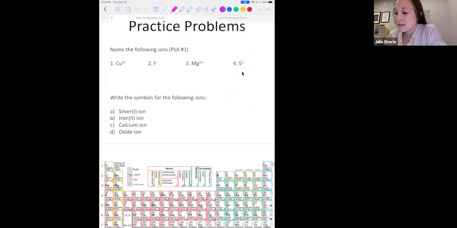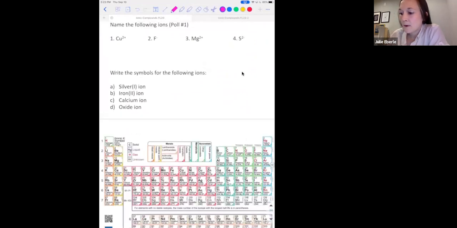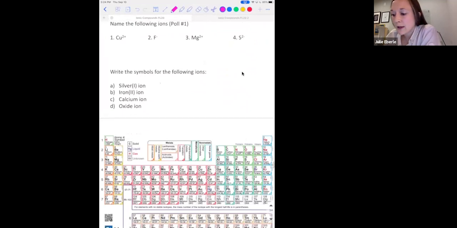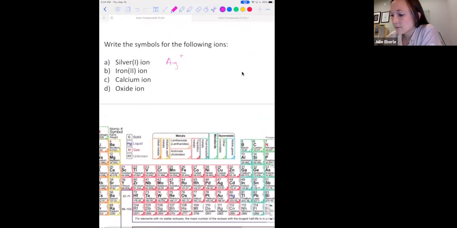Now we're going to write the symbol for these ions. All right, so we have silver. Again, silver's 1. You can actually omit the Roman numerals, but you don't have to memorize that. So silver 1 ion. You just write the symbol for the element, and you write the charge as a superscript up top. There it is. Iron 2. So you just go find iron, which is right here, Fe. So it'd be Fe, and then this 2 Roman numerals indicates that it's a +2 cation.